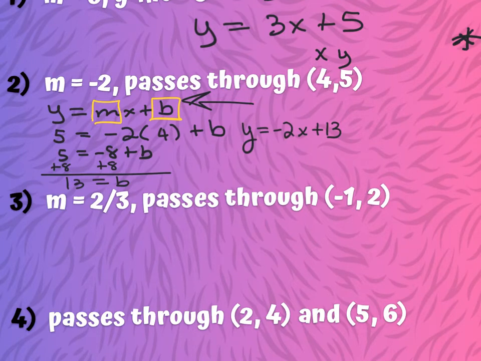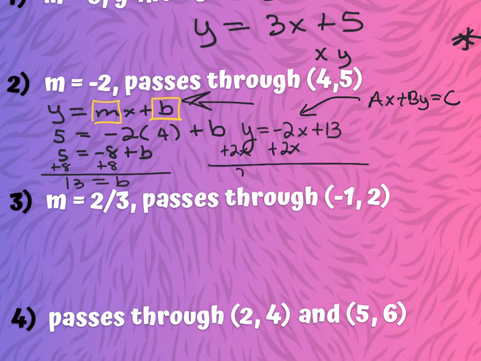Standard form is ax plus by equals c. So to modify this equation I just got and get it in standard form, all I need to do is move the 2x to the other side. And now my answer is in standard form. So this is standard.